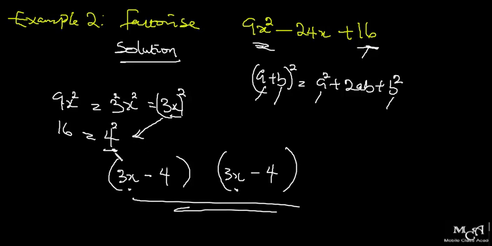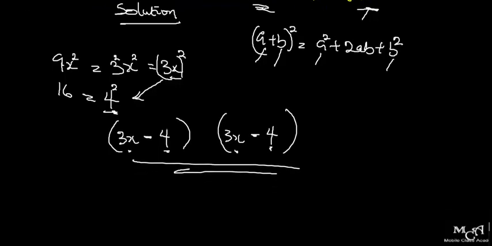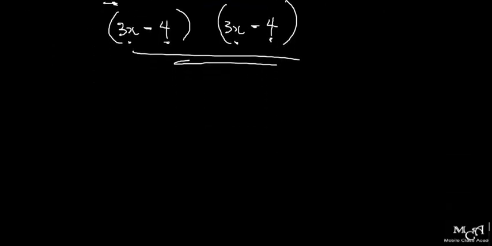Then the 4 squared, one is put in the first bracket and the second is put in the second bracket. Then we introduce our negative sign. Do you understand? Now, to be sure that our equation is correct, let us expand this bracket and see if we are going to arrive at our question.